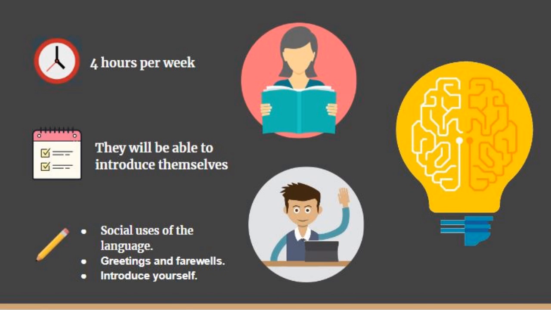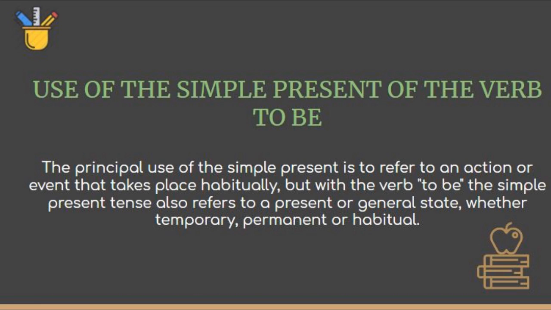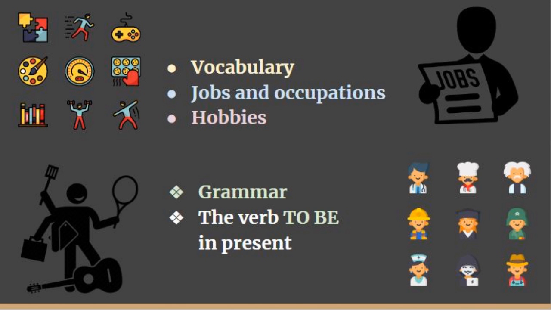The objective is that they learn that in English the verb to be is used to refer to actions that in Spanish are ser y estar. Also, they can express profession and identity. The vocabulary is jobs and occupations and hobbies. The grammar content is the verb to be and simple present.